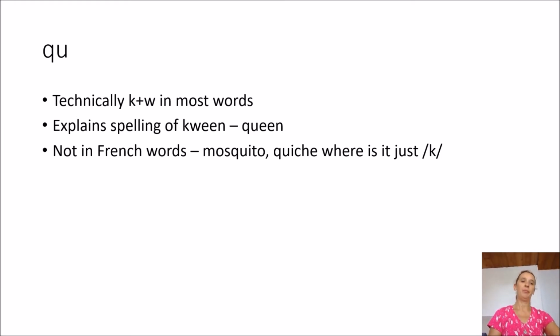Qu. Well, technically it's a k sound and a w sound, which explains why sometimes kids spell queen K-W-E-E-N. It's not incorrect in some ways, but we tend to teach it as qu, because Q and U do stick like glue. They're always together, except for very few words. So we teach it together, but it does help you to understand why you get qu in your spelling. It doesn't apply to French words, mosquito and quiche, where it just makes the k sound.